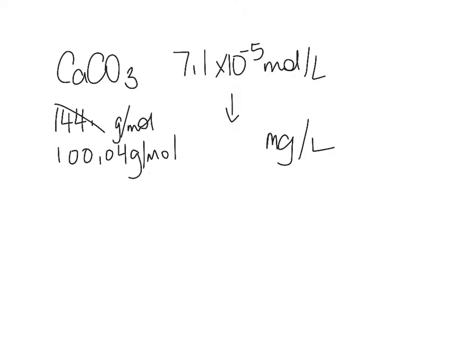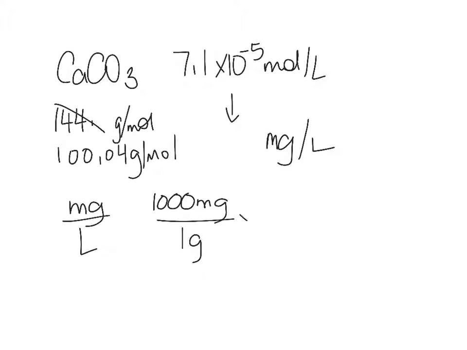Now, does anybody have a clue what we're going to do? Over liters. So, you know that there's 1,000 milligrams in 1 gram. This is the only other number that has grams in it. So, if I multiply that by 100.04 grams for every 1 mole, my grams are canceled. But now I've got moles.